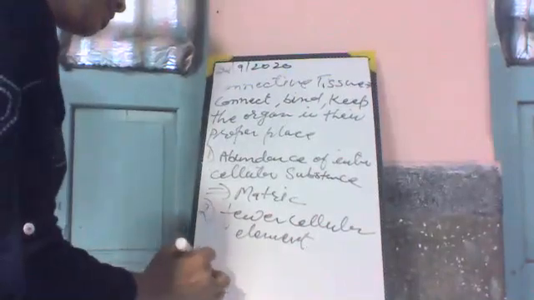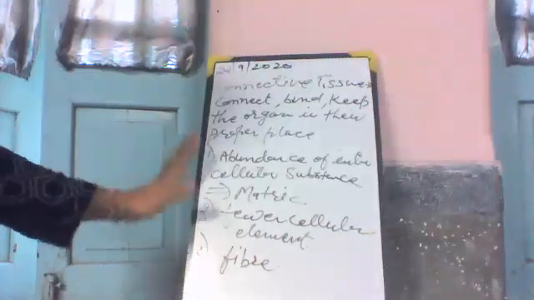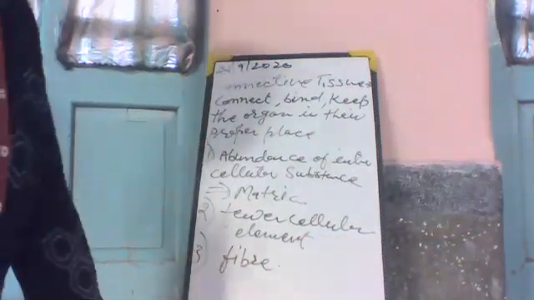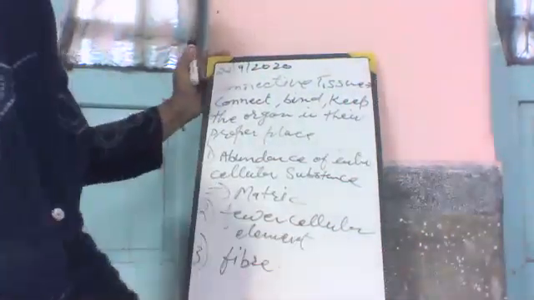They have small cellular elements in them, and fibers are present in them. These are the general characteristics of connective tissues. They have an abundance of intercellular substance, known as matrix. Then there are fewer cellular elements, less in number, and fiber is also present. These tissues are again divided into three types.